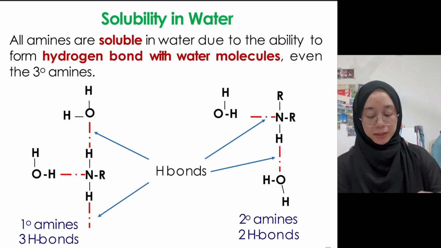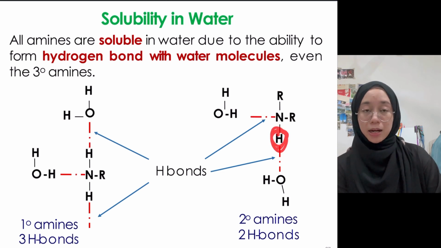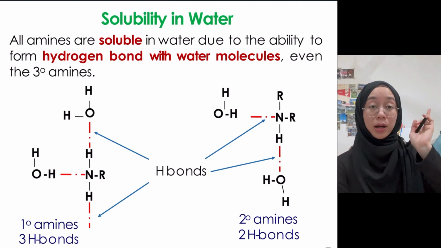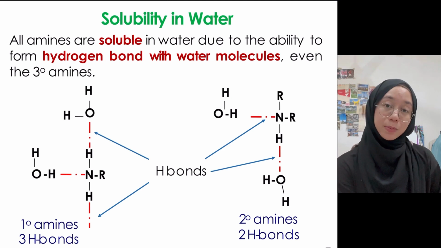Meanwhile secondary amine pula macam mana? So dekat bahagian N dia, ni secondary amine. So dekat bahagian N dia boleh form hydrogen bond with water kat sini. Even the H yang ada dalam secondary amine pun boleh form hydrogen bond with water kat sini. So untuk kita punya secondary amine dia boleh form up to 2 hydrogen bond with water. So macam mana dengan kita punya tertiary?